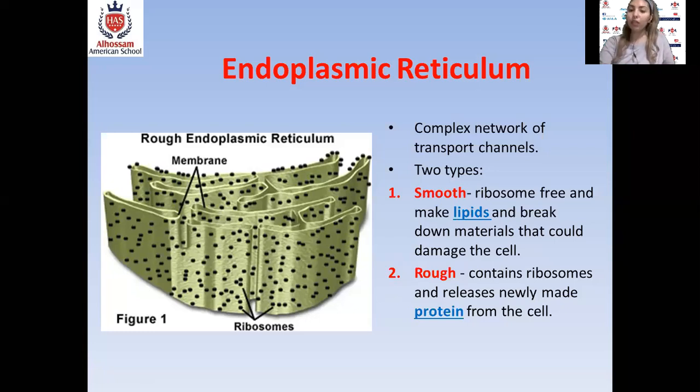So smooth endoplasmic reticulum makes lipids, while rough endoplasmic reticulum makes protein. Why does rough endoplasmic reticulum make protein? Because it contains the ribosomes. And as we said, the function of ribosomes is that they are the protein factory of the cell. So rough endoplasmic reticulum, because it contains ribosomes, makes protein. While the smooth one, without ribosomes, or ribosome free, makes lipids.